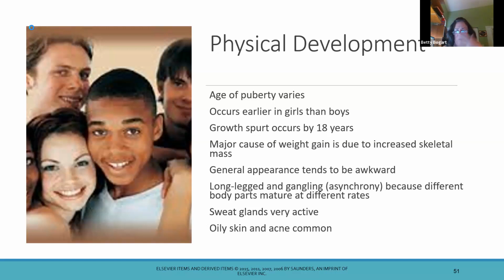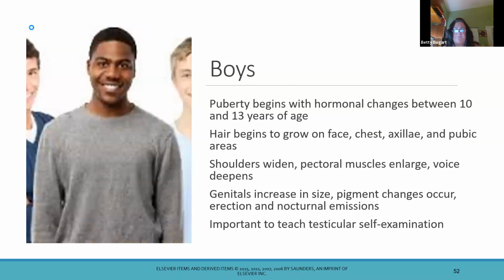It's the pimples, the oil, the acne, the hair, the oil is all part of them. So boys, they start with that hair growing on their face, their chest, their armpits, and their pubic areas. As I said, shoulders are bigger, genitals are increasing. And the one thing that we forget with boys is do a testicular self-examination.